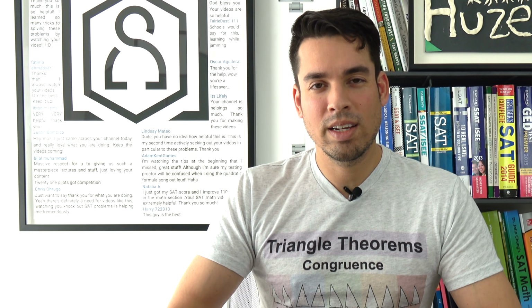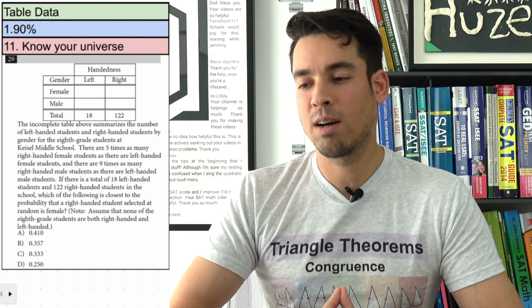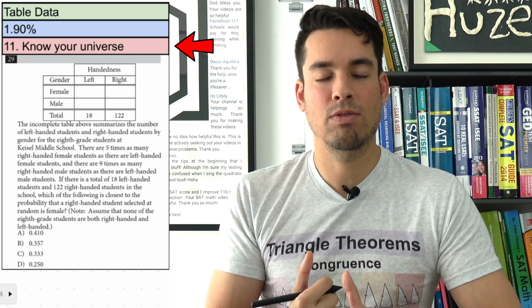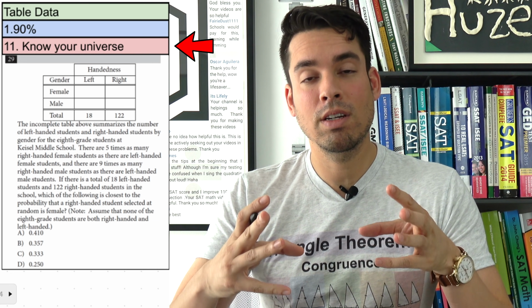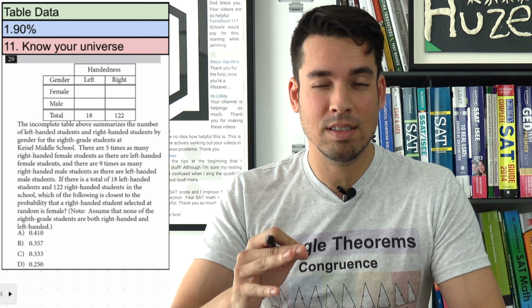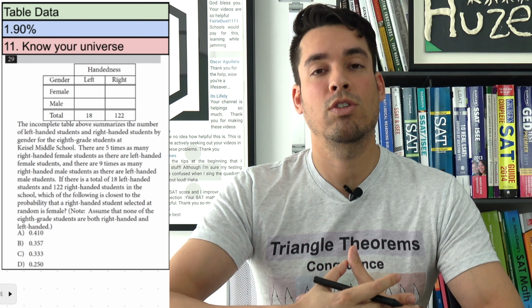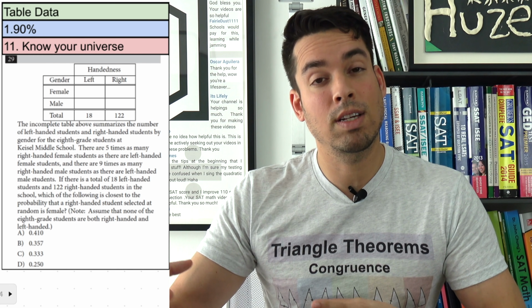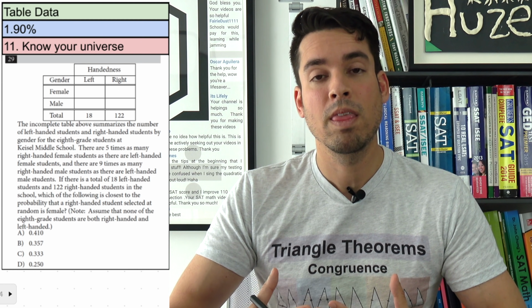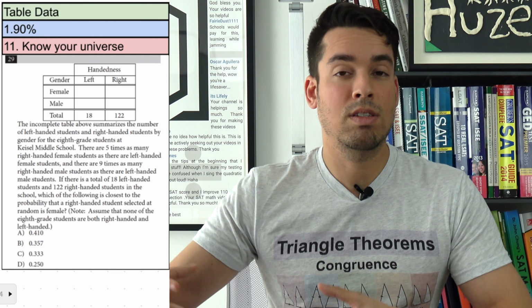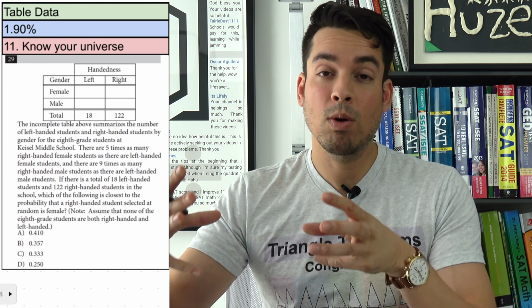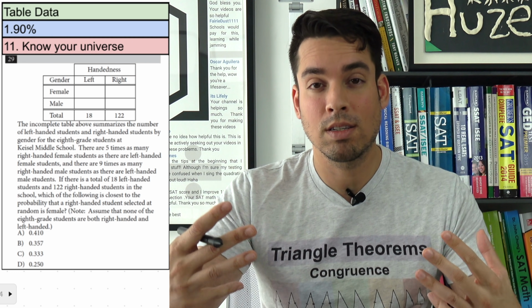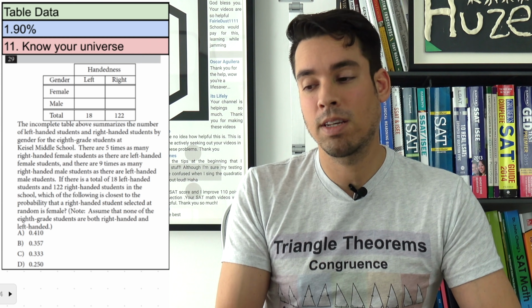The next category is table data, which makes up 1.9% of the material. And here the tip is know your universe. What am I talking about? I'm talking about probability. Probability is the number of favorable outcomes over the total universe of outcomes. And the total universe is always relative to how the question is being asked. For example, I might want to know the probability of something occurring at a school, or I might want to know the probability of that same occurrence within a particular classroom. That shrinks the total universe.